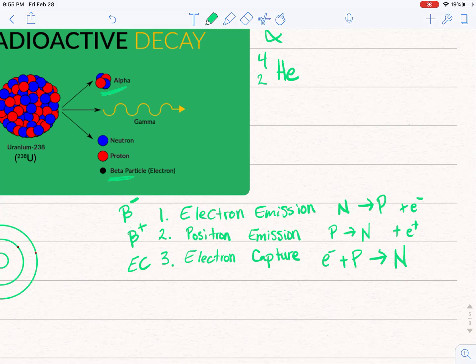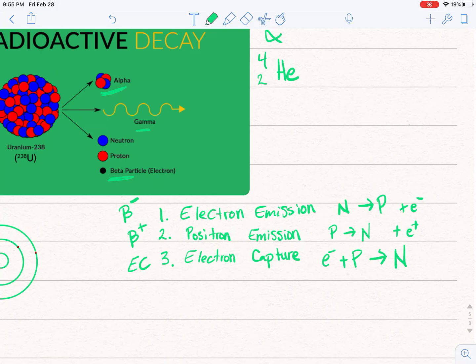The final type of radioactive decay is the highest energy form, I guess, the most dangerous, most likely to cause us humans harm if we encounter too much of it. And it's gamma.